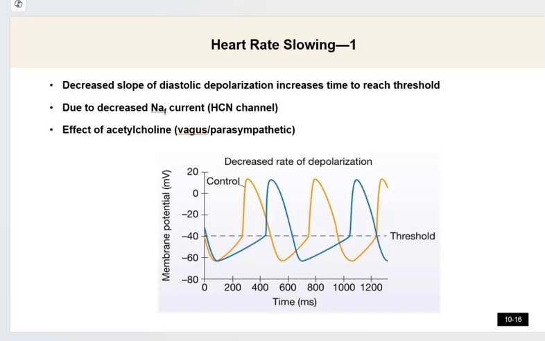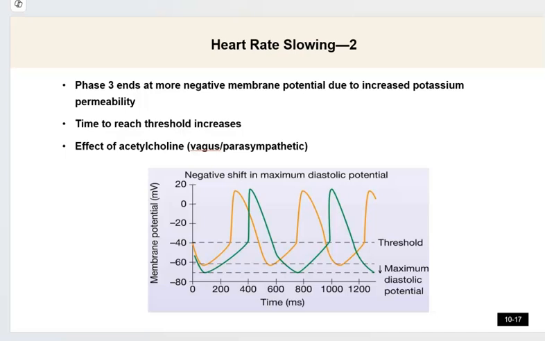Then the book gets into these discussions here about the decreased rate of depolarization. And again, we listened to that in the Osmosis video. What we can really take away here is that the effect of this is due to the parasympathetic nervous system activation or through the vagus nerve. Same thing, showing that same slide where the differences happen with the negative shift in the diastolic potential.